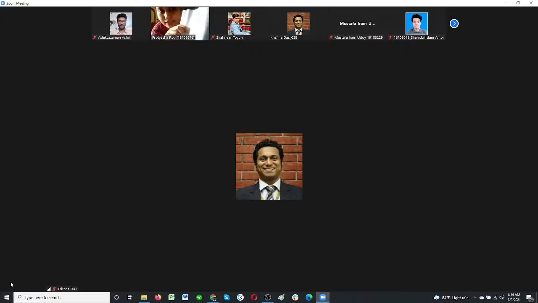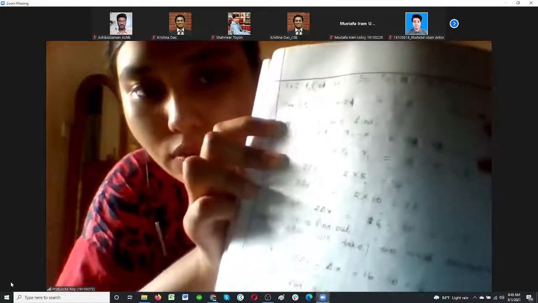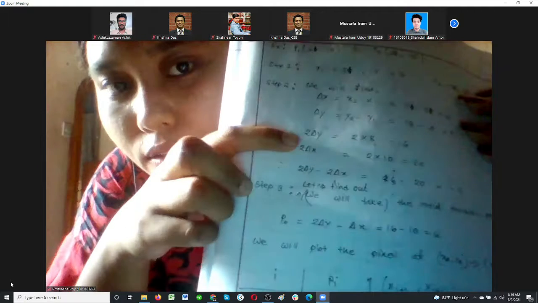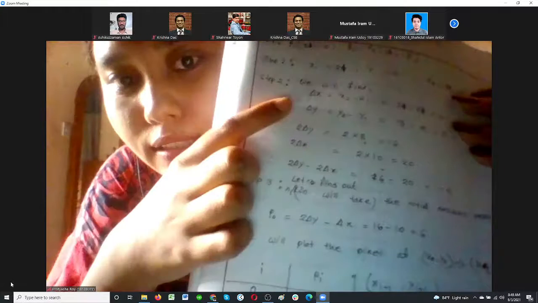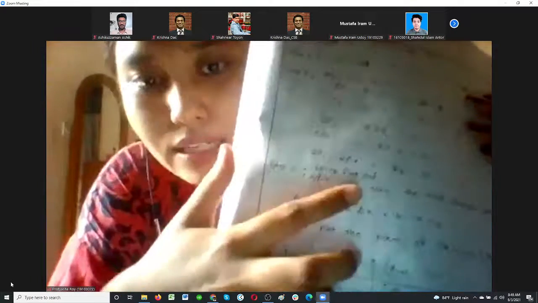Here I take the point x0 is 21, x1 is 21 and x2 is 31, y1 is 10 and y2 is 18. Then I plot the value here and calculate the whole formula step by step. First, I need to calculate del x, then del y, then 2 del y, then 2 del x. After that, I need to calculate 2 del y minus 2 del x. And here I got the value minus. That's why I need to plot the value.